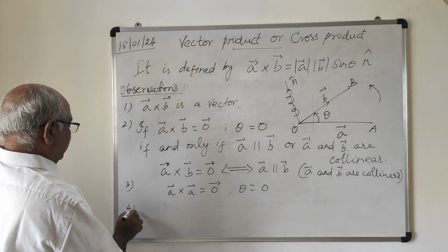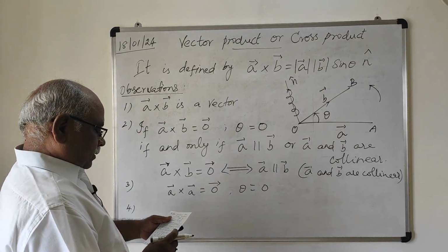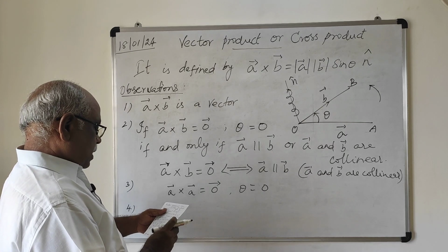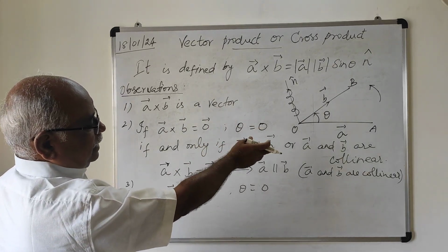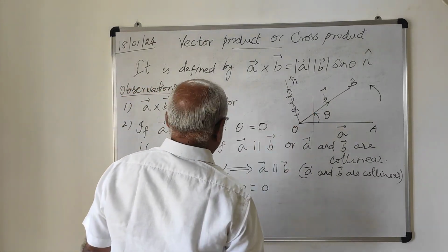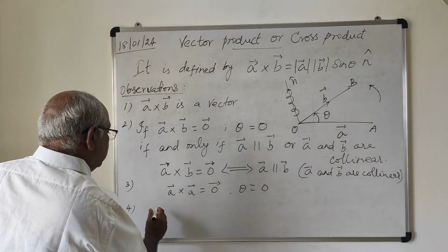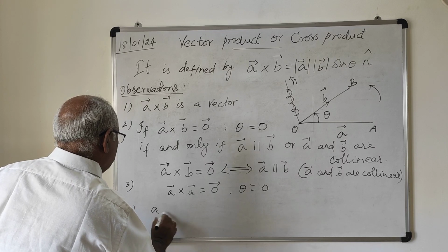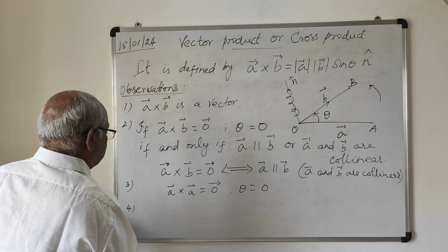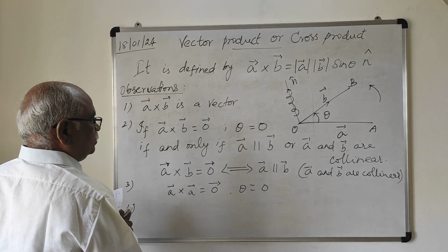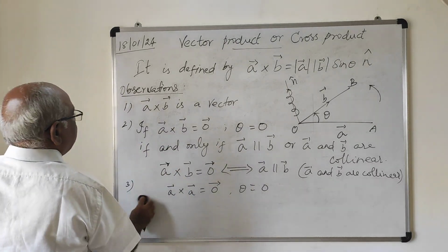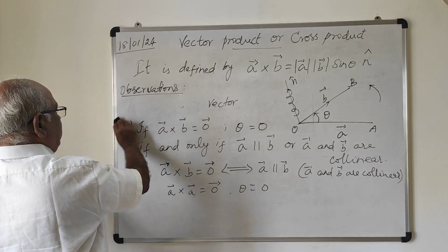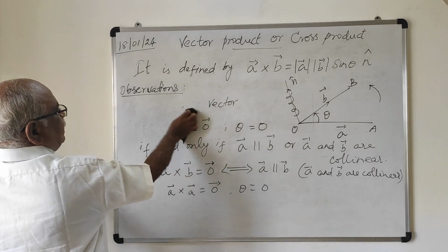Fourth one. Angle between the two vectors A and B, theta. Further, before finding that, what is A cross B? I want to erase here and then further, the fourth observation I am going to write here.